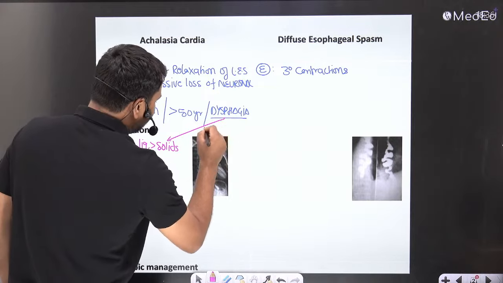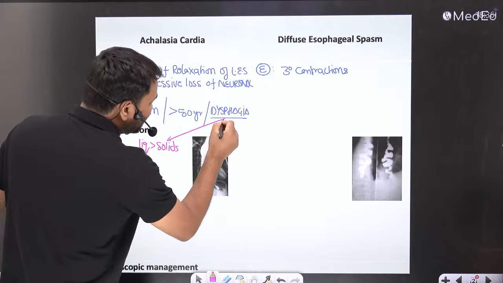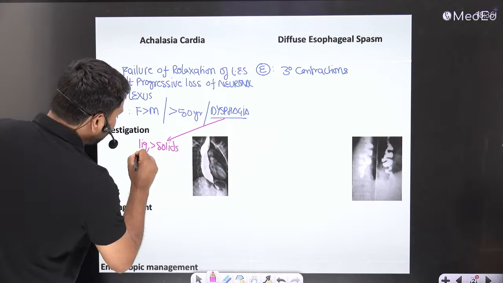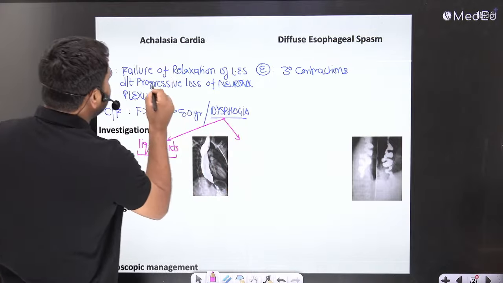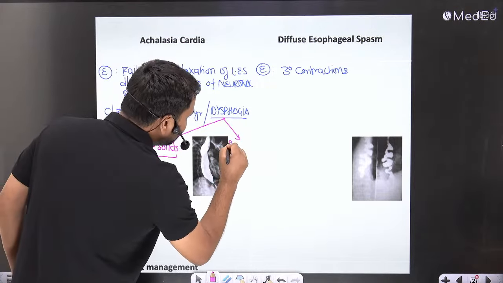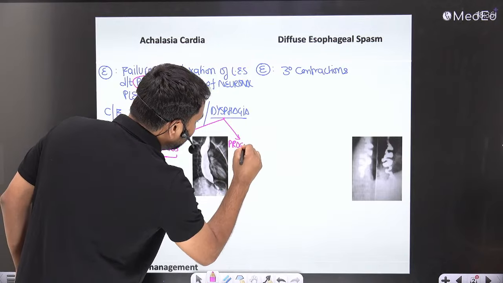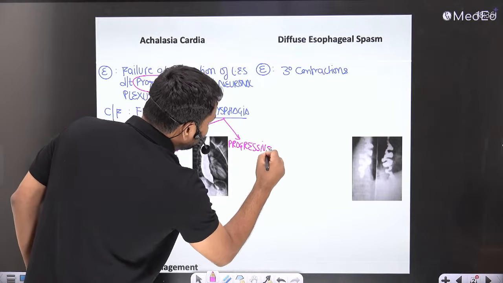The second question is, is the dysphagia going to be progressive or non-progressive? So dysphagia is for both solids and liquids, but more for liquids. As you can see, there is progressive loss of the neuronal plexus. So here the dysphagia will also be progressive.